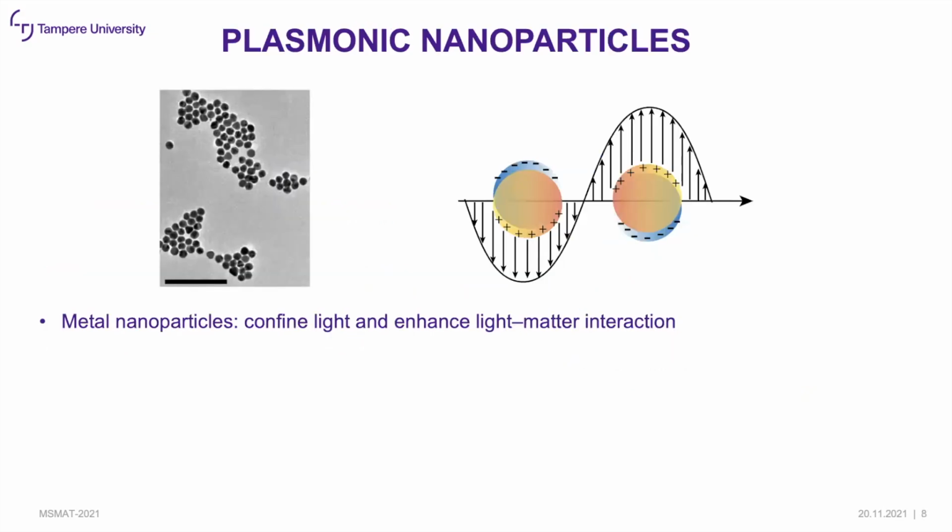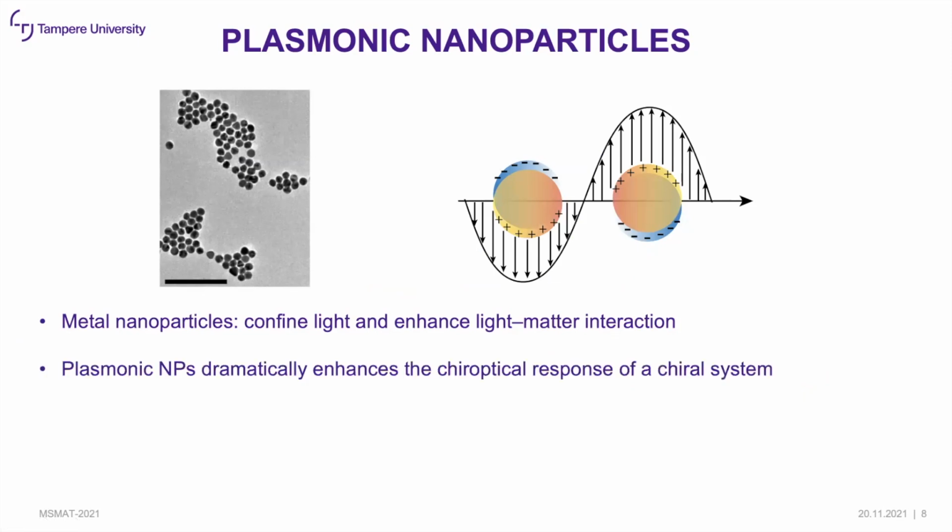For this, we can use nanoparticles, especially plasmonic metal nanoparticles. In this case, what I'm showing you is gold nanoparticles having very low size dispersity. In such nanoparticles, we can confine light, and there are also enhanced light-matter interactions. Nanoparticles also have optoelectronic properties that can be tuned based on the particle size, shape, surfactant, and composition. If you are able to arrange these nanoparticles on a chiral object or structure, it will dramatically enhance the optical response. That means that we can lower the detection limit.